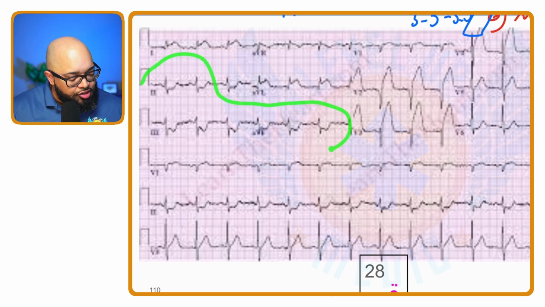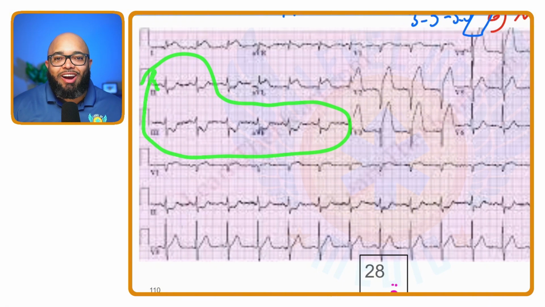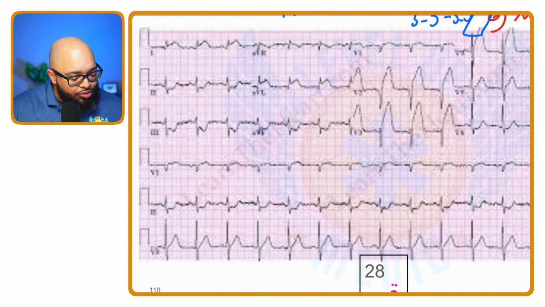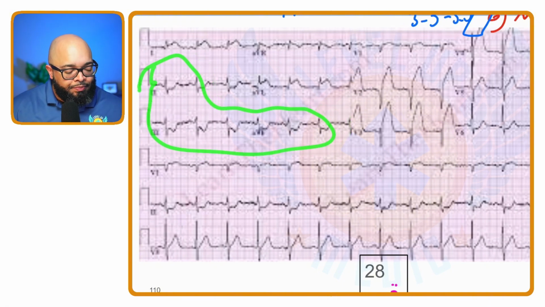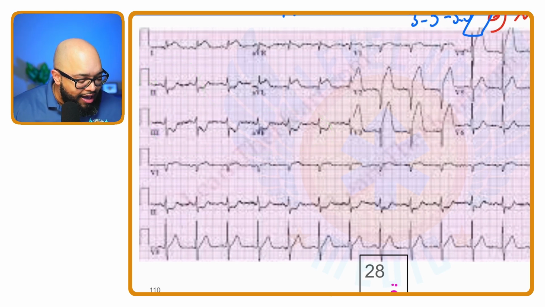I'm going to look at clusters of leads together. Remember, we did our lad in the t-shirt. 2, 3, AVF, of course, are going to be our inferior leads. Now let's see, do I have any ST elevation here? No, I don't have elevation. What I have is ST depression: in lead 2, in lead 3, and in AVF.